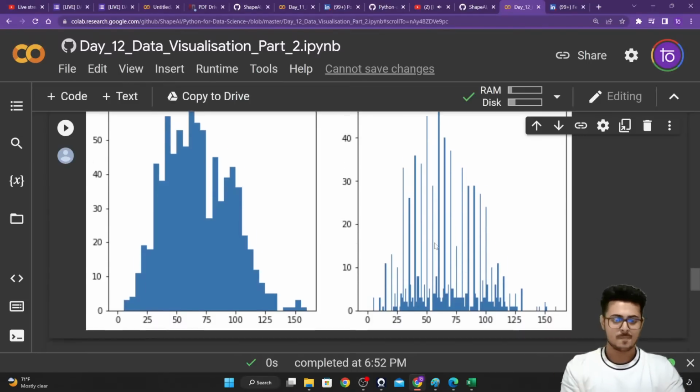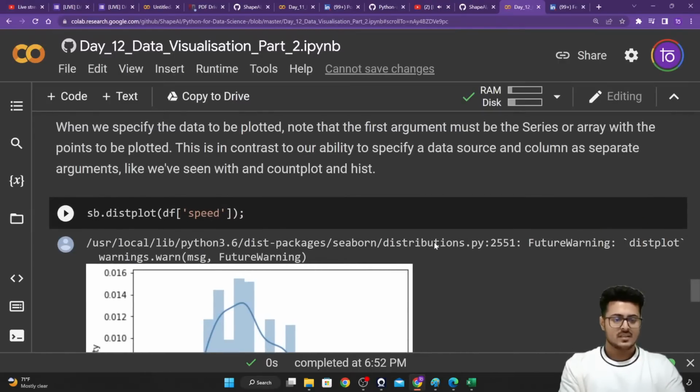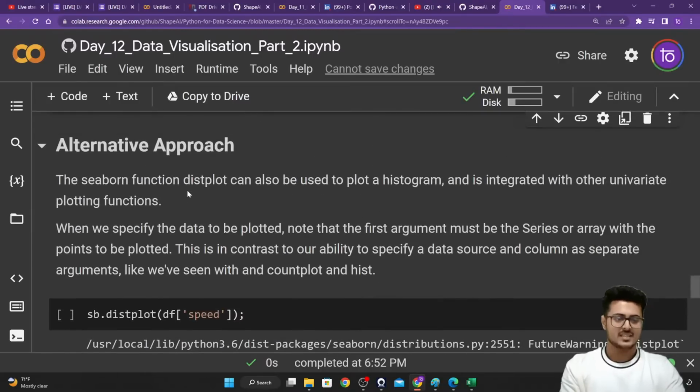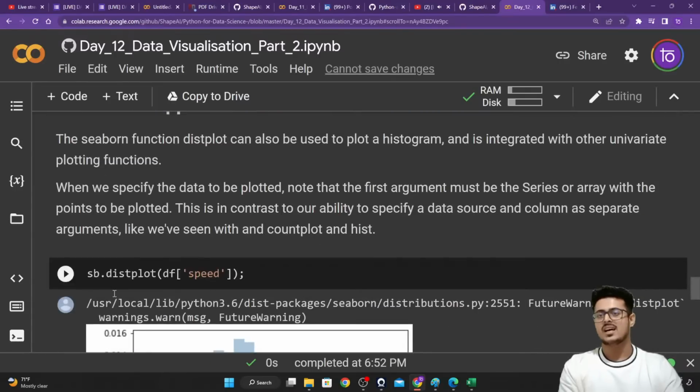Great. Now we are going to use another plot. This is another approach, using Seaborn. The current plot that we were plotting was using matplotlib. Right now we are going to do the exact same thing, histograms, using Seaborn.